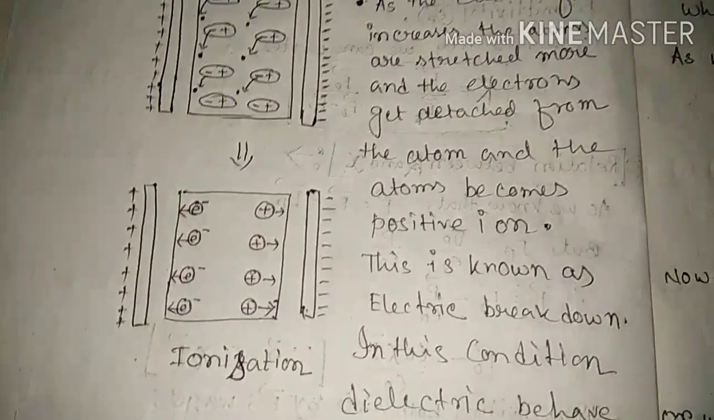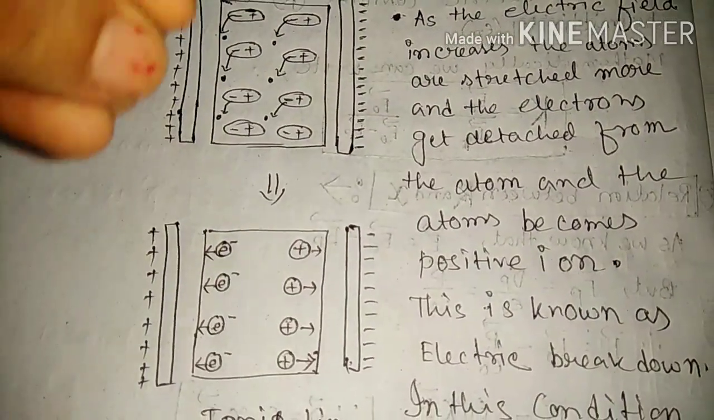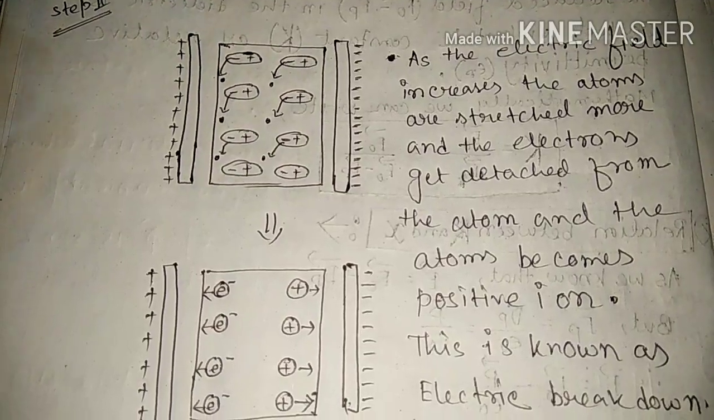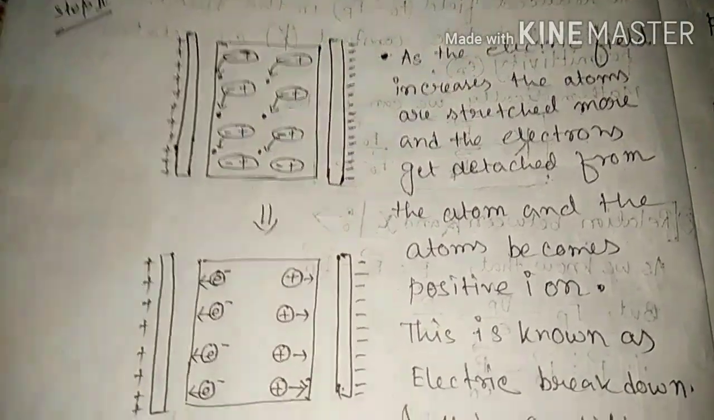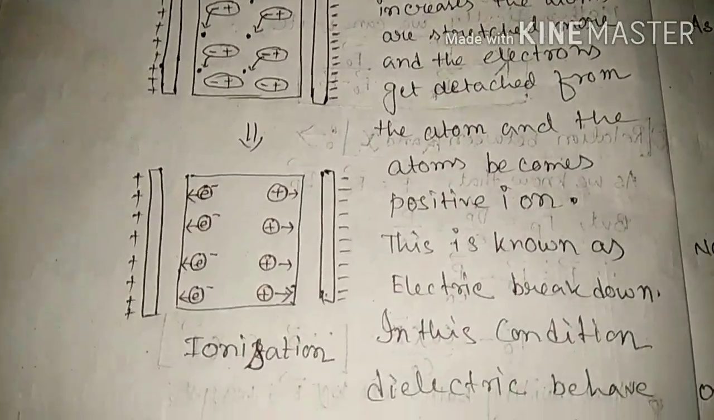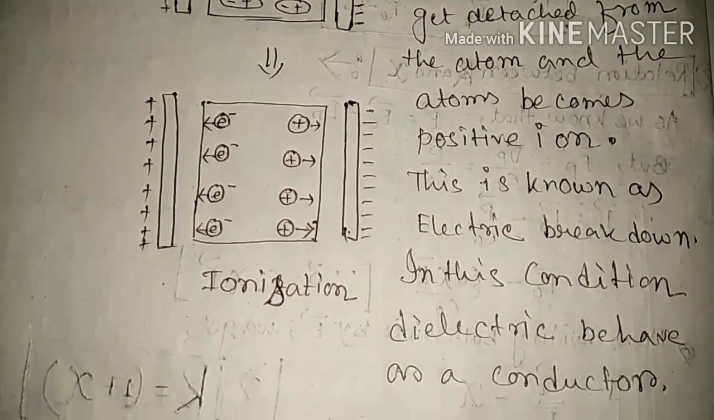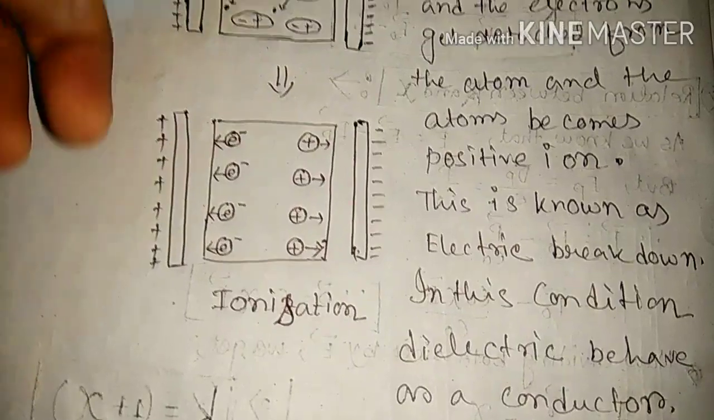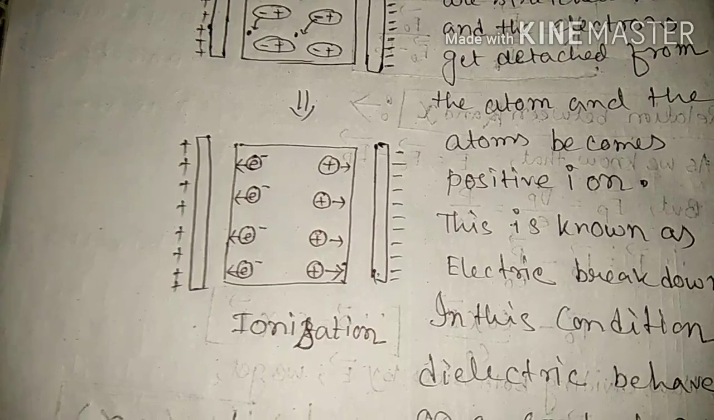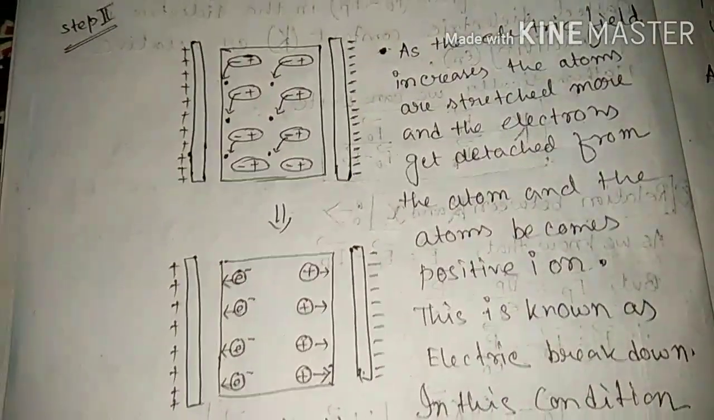Understand? And when this electron breaks, this electron detaches from the atoms, from the outer shell of the orbit, this is called electric breakdown. And in this condition, this dielectric completely loses its insulating property and behaves as a conductor, because now it has lots of free electrons, and these free electrons act as charge carriers. Understand? So what is electric breakdown?